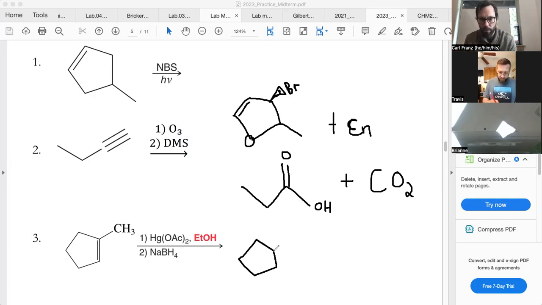So we have our methyl group come back here. And then what that's going to do is it's going to give us the oxygen and then the ethyl group. Okay, yeah. And why is it here? Because remember, it's Markovnikov and there's no rearrangement.